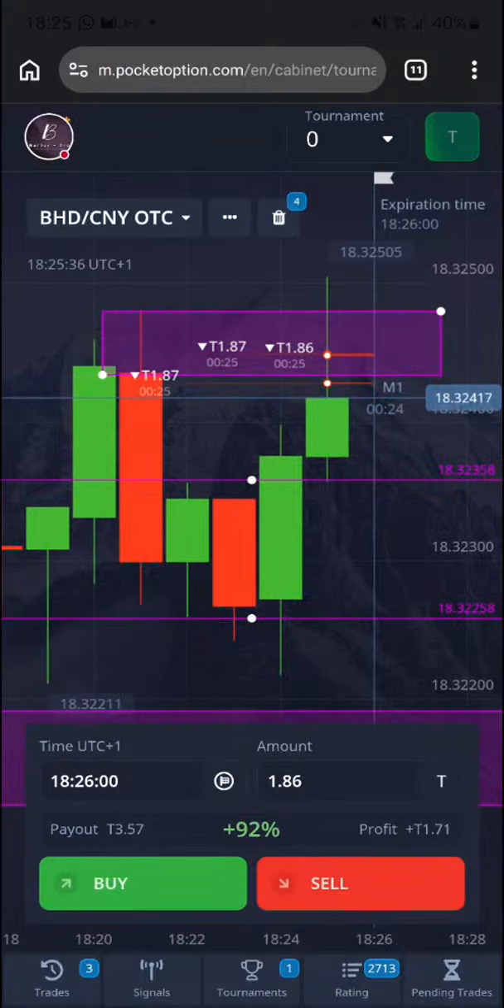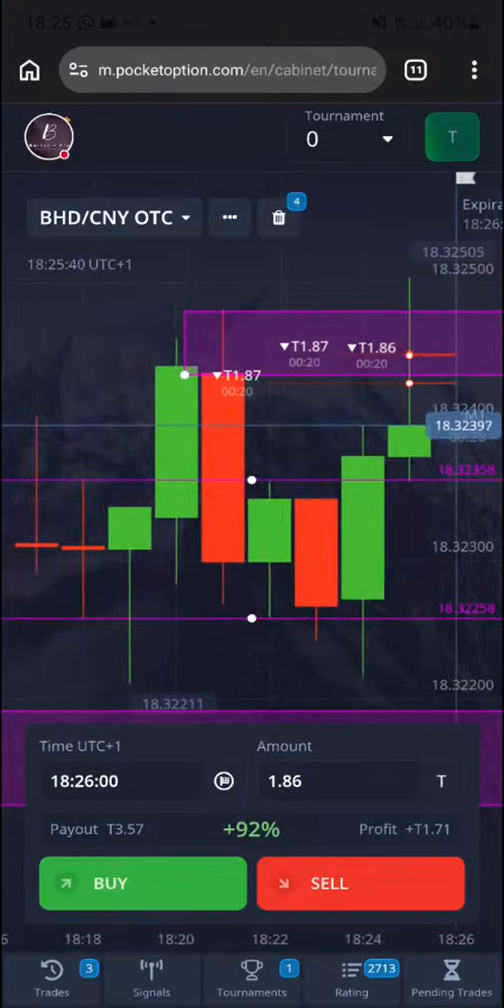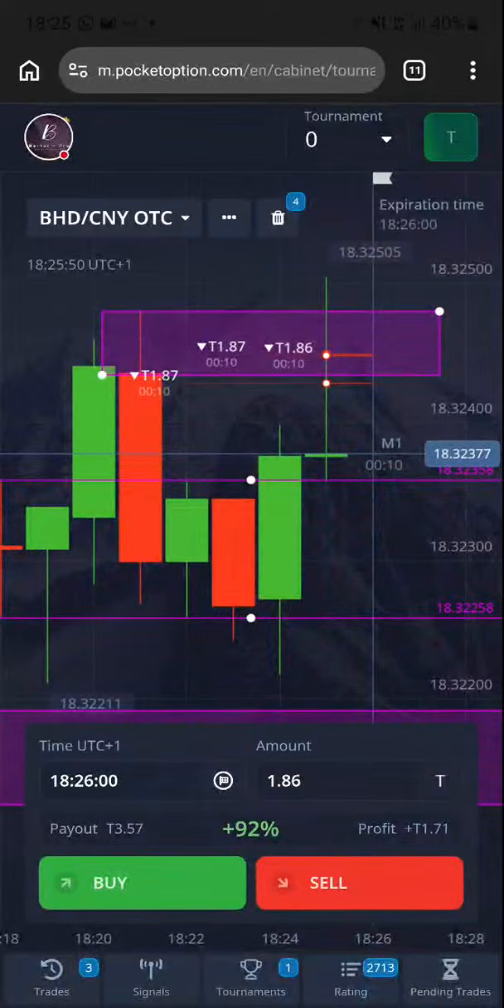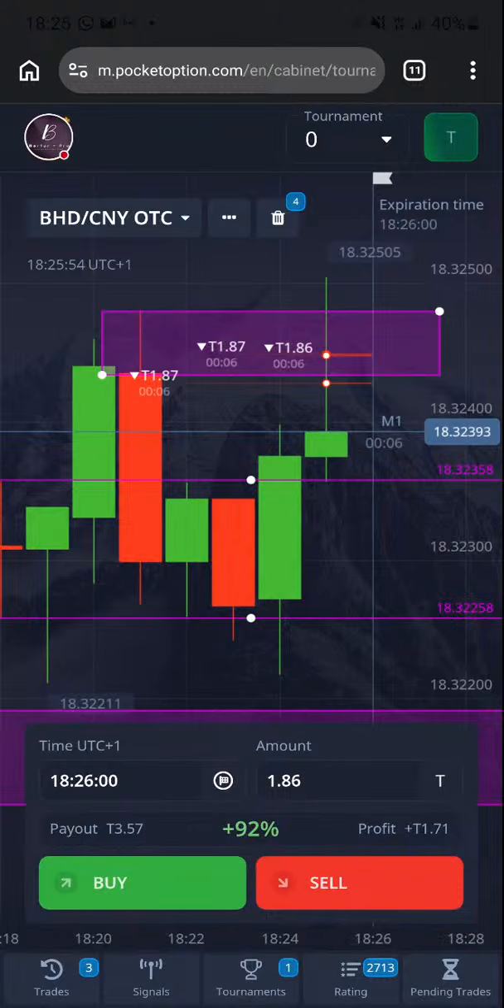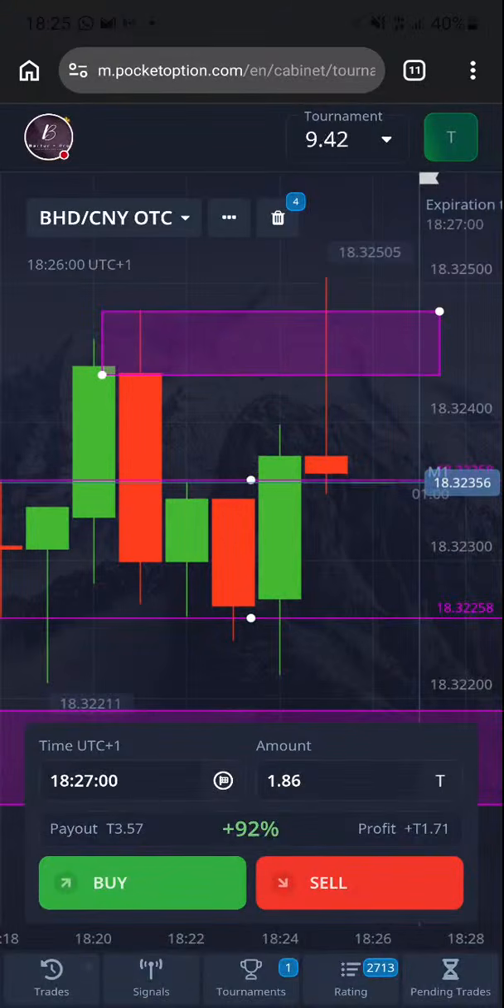But I really hope we win, and we should actually win because we have ranging markets, we have doji break, we have red green pattern. So this one should be a red candle in a way. So let's see if it will give us a red candle actually. Okay, cool.